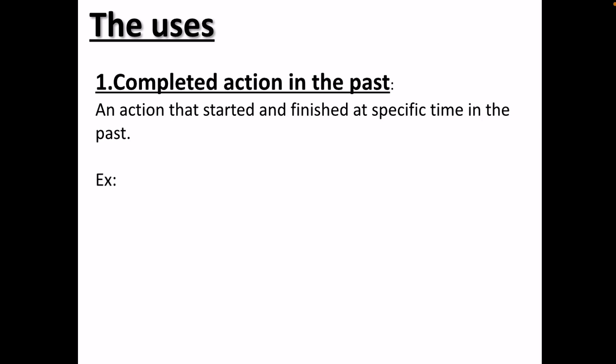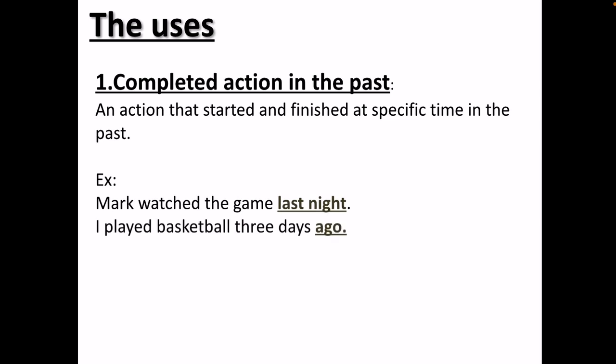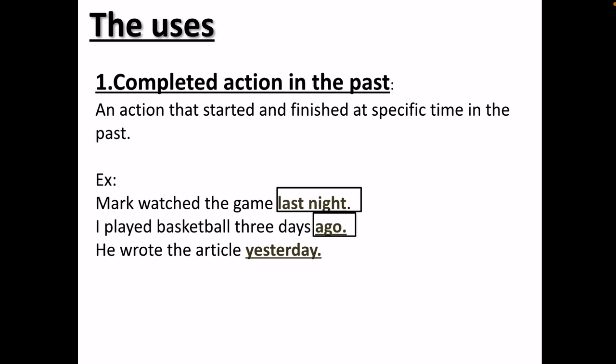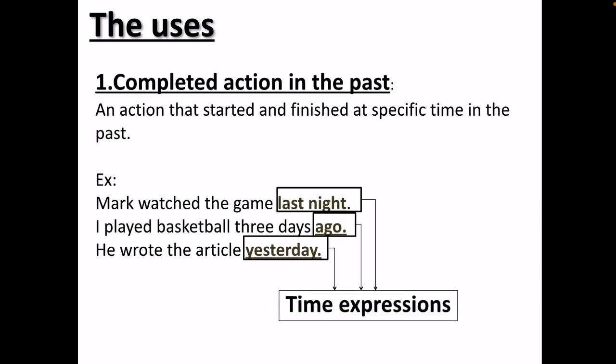For example, Mark watched the game last night. I played basketball 3 days ago. He wrote the article yesterday. Now I want you to check these words here. We have last night, ago, and yesterday. Last night, ago, and yesterday, these are time expressions. We call them time expressions.